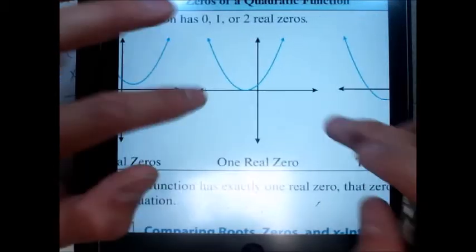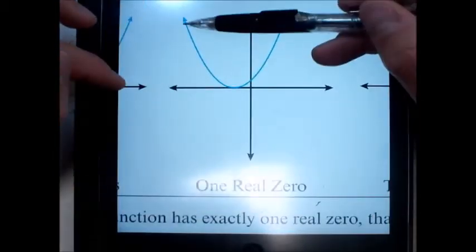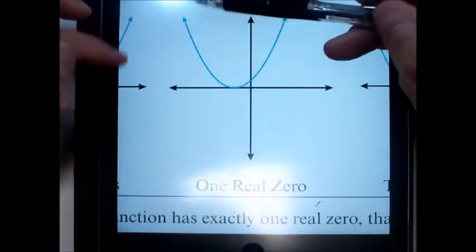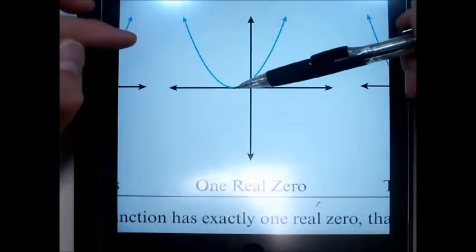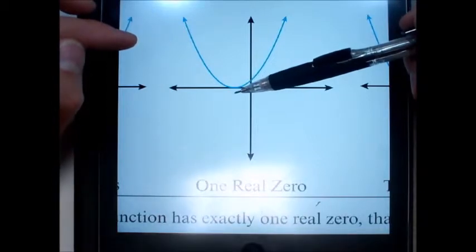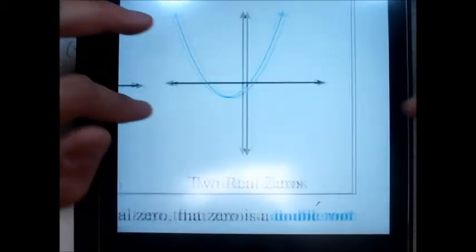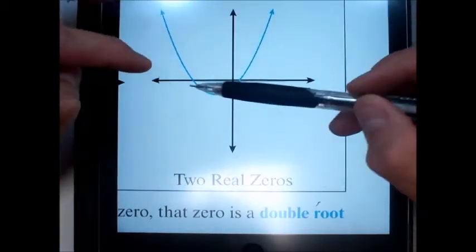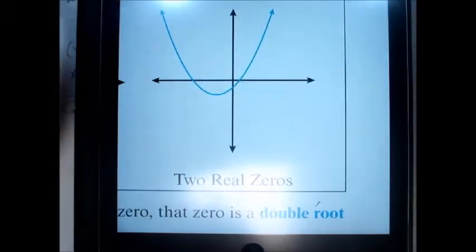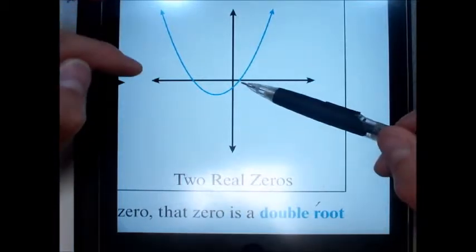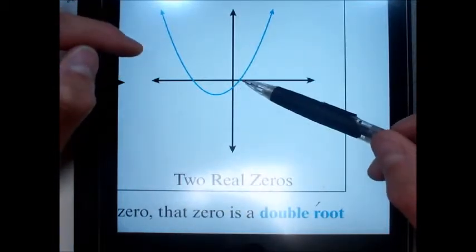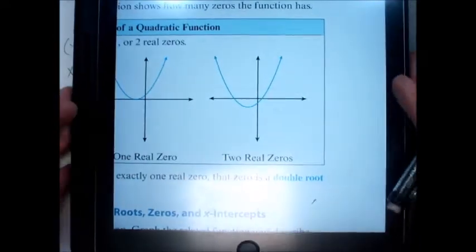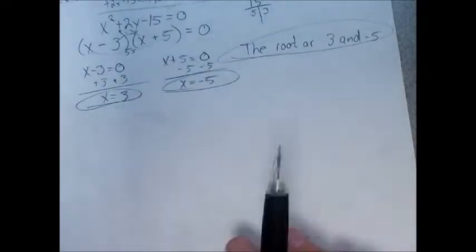Okay? When we go over here, see that the vertex is just barely on the x-axis. So there's only 1 zero because the vertex is that 1 zero. And then you'll see where it has 2 zeros, and that's where the vertex drops below the x-axis and it crosses in 2 places. Okay? So the zeros are just locating where the y is equal to 0. So when it says the word zero, what's really 0 is y. Okay?